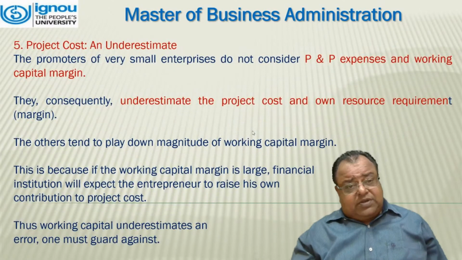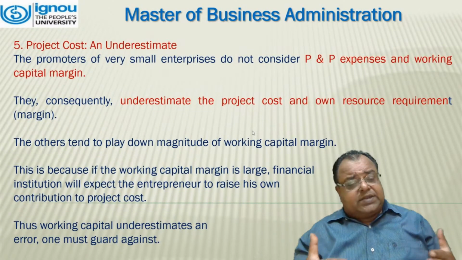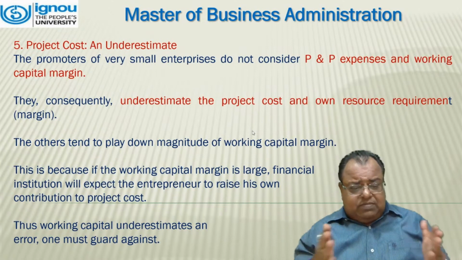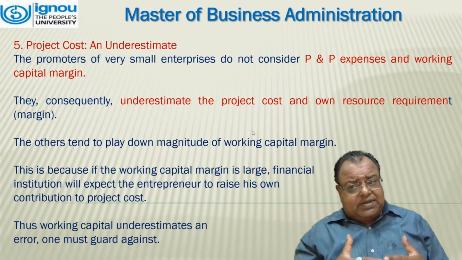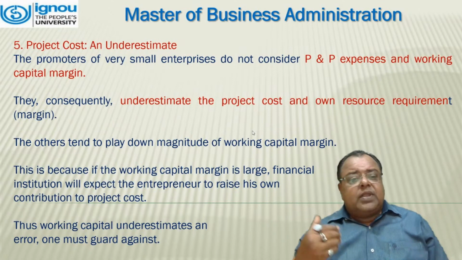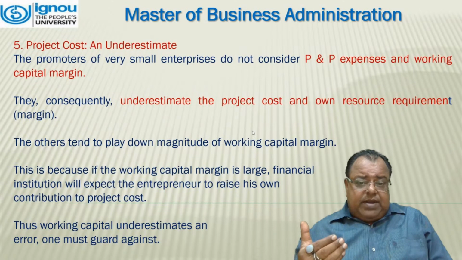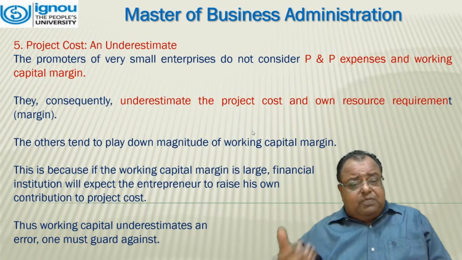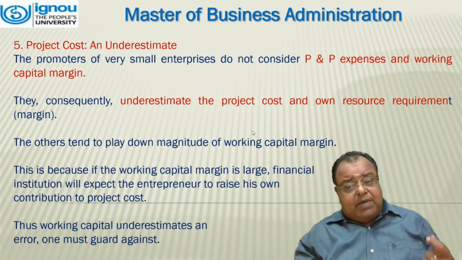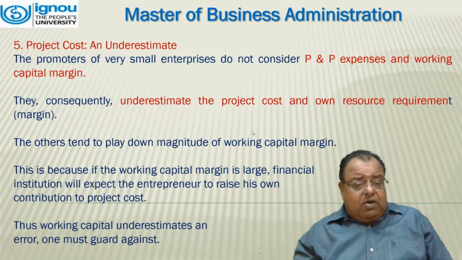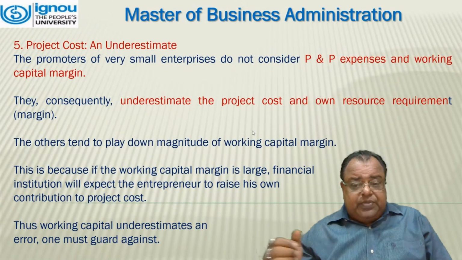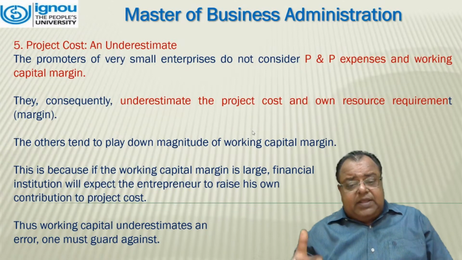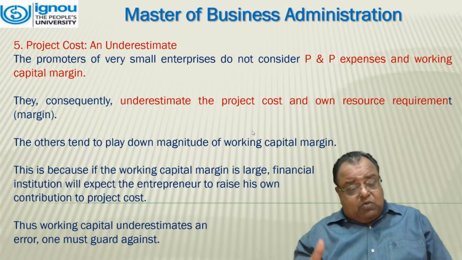Fifth one is project cost, an underestimate. The promoters of very small enterprises do not consider preliminary and pre-operative expenses and working capital margin. They consequently underestimate the project cost and own resource requirements. Others tend to play down the magnitude of working capital margin. This is because if the working capital margin is large, financial institutions will expect the entrepreneur to raise his own contribution to the project cost. Thus, working capital underestimation is an error.